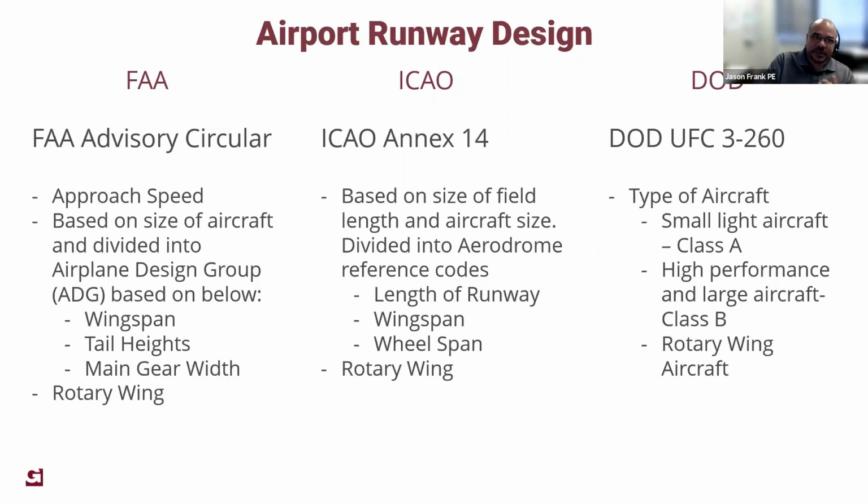Jumping into runway design, each of the different agencies has their take on how they design the runways. For the FAA, it has to do with the aircraft approach speeds, based on the size of the aircraft, and each is divided into different design groups, based on the wingspan, tail heights, main gear, and also whether there's a rotary wing aircraft like helicopters.